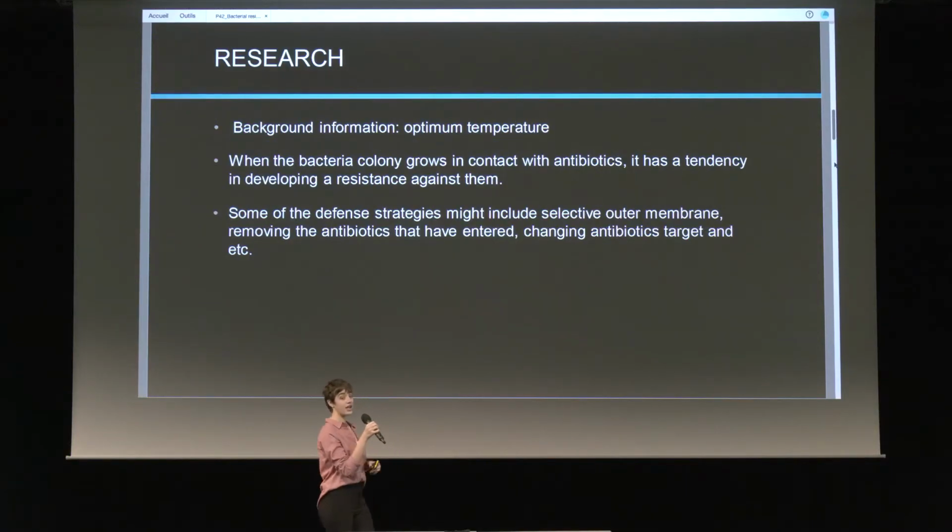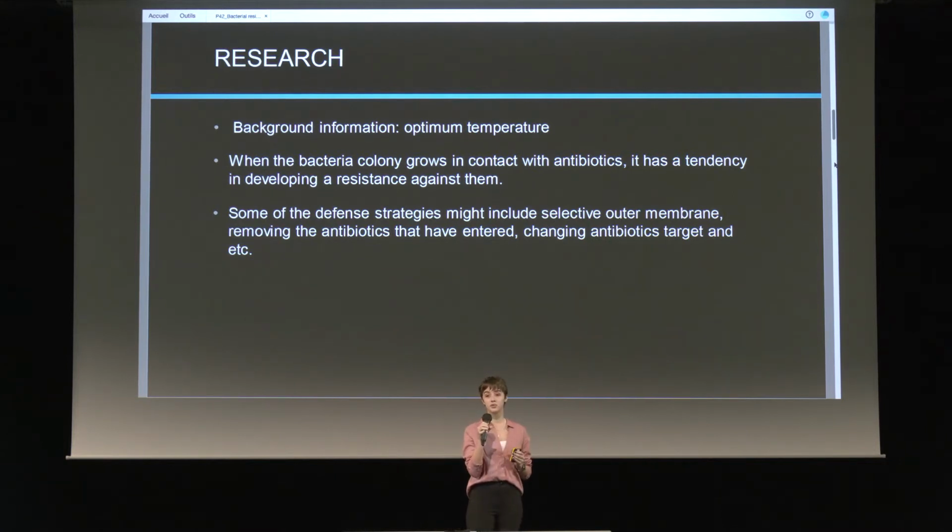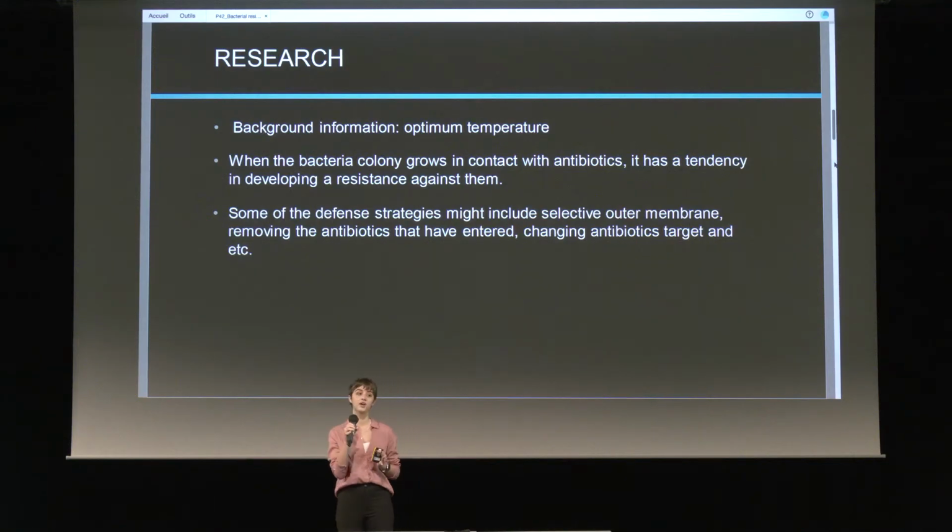For the research, I began with the background information, which was the optimal temperature for E. coli growth, which is 37 degrees Celsius. Anything above that would cause the enzymes to denature, meaning that the metabolic reactions can no longer take place, and anything below that would simply slow down the metabolism due to the decreased amount of successful collisions between enzymes and substrates.